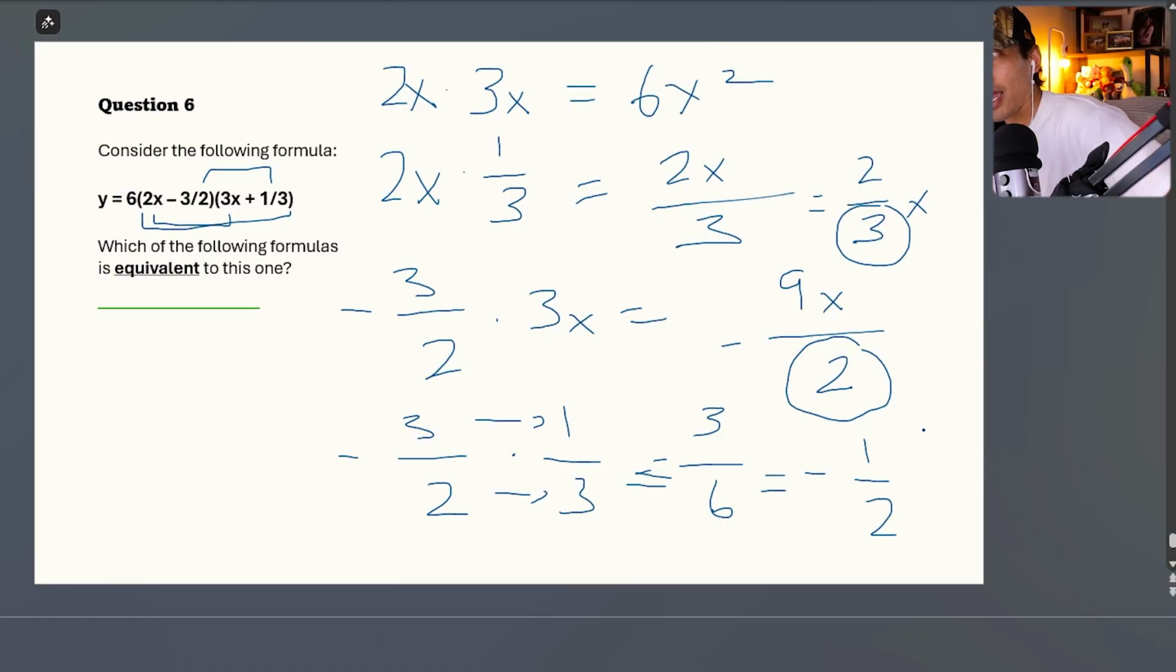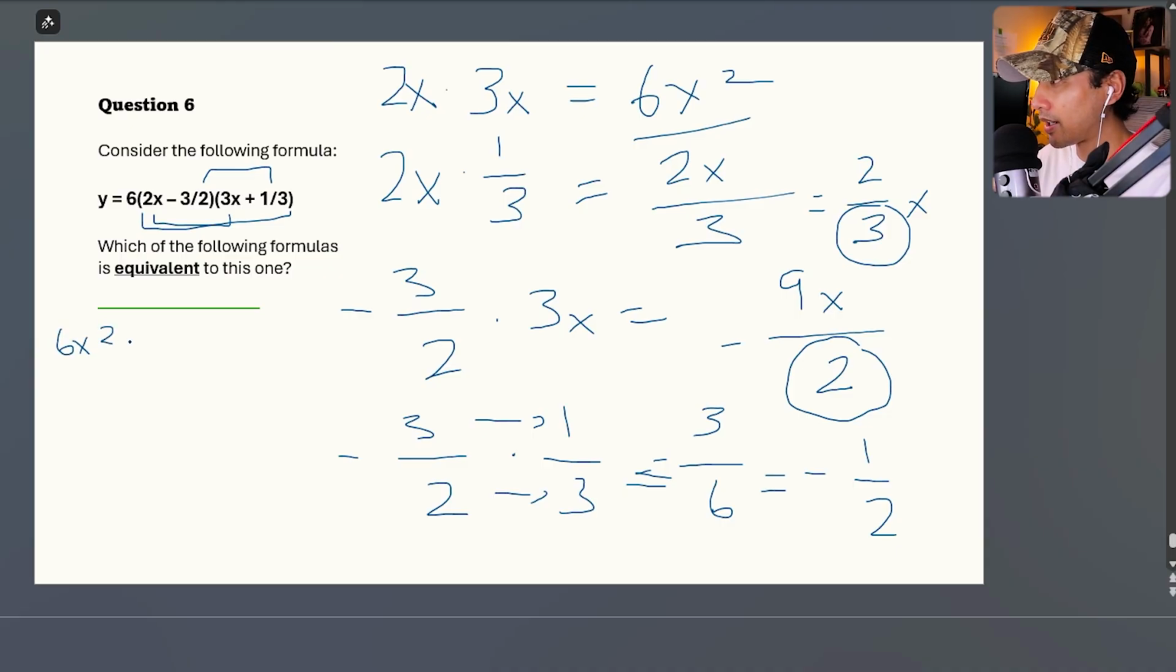So these are our terms: 6x squared, and then 2/3 x, and -9/2 x, and -1/2. Now I'm just going to write these right here: 6x squared plus 2/3 x minus 9/2 x, and then -1/2.